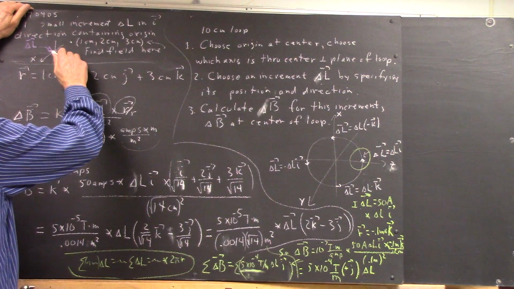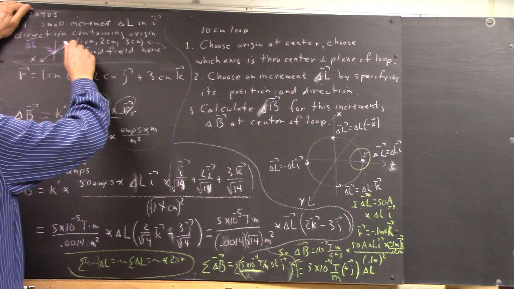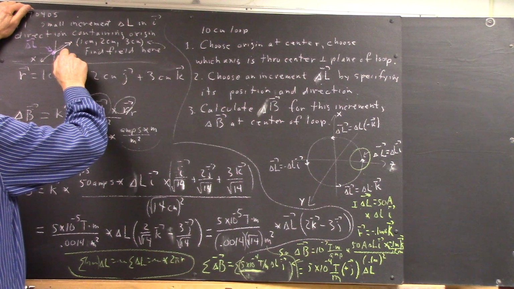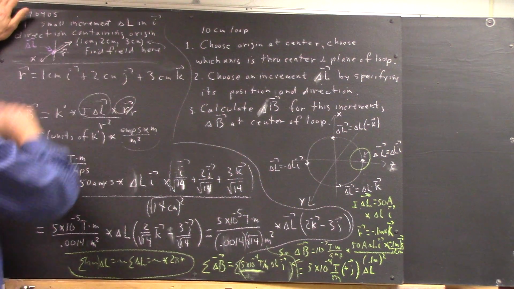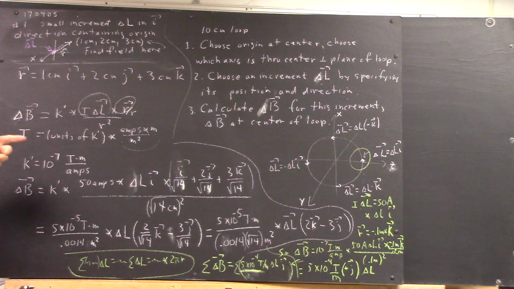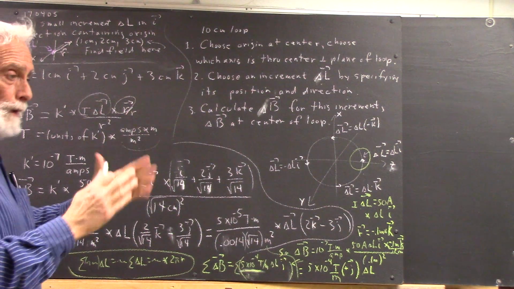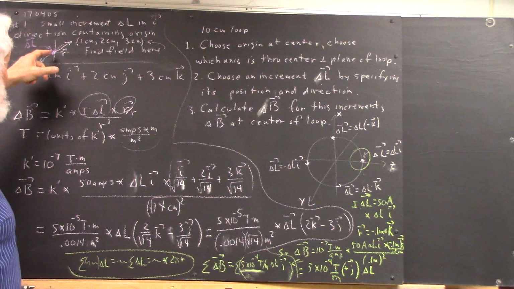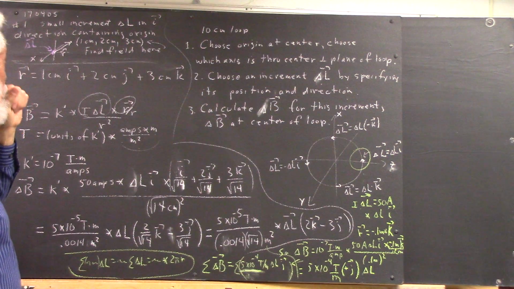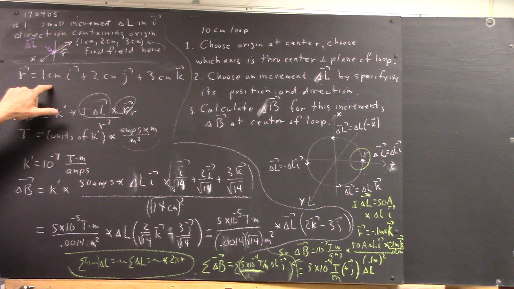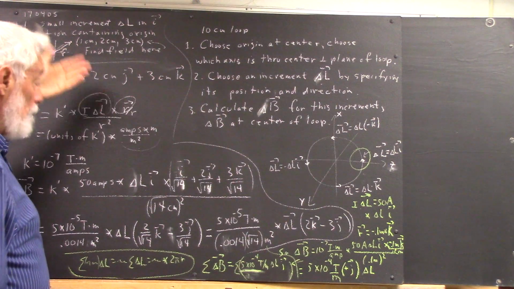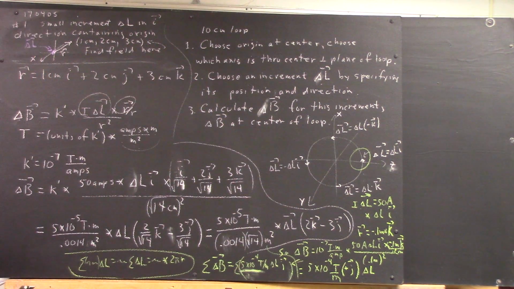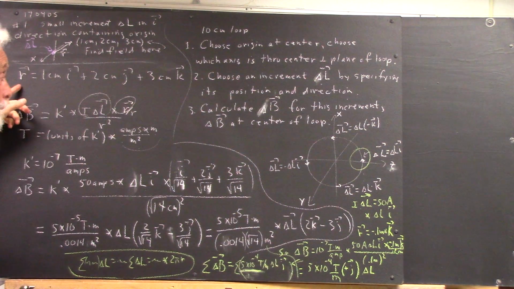Okay, so the R vector goes from here to here. It goes from the increment to this point. And since the increment contains the origin, it's going to be a very small increment, as small as we want to make it. So we'll just take the R vector as being from the origin out to this point. Meaning the R vector is 1 centimeter times I plus 2 centimeters times J plus 3 centimeters times K. That should be relatively immediate. Okay, so we know what our R vector is.